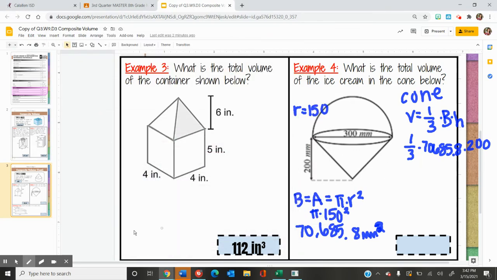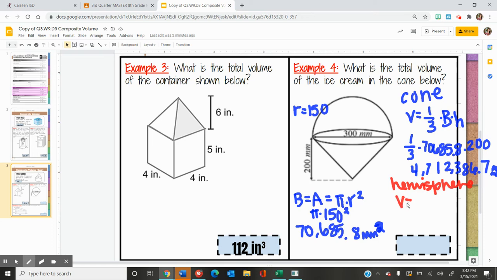It's a very, very large number. So again, that was 4,712,386.7. And this is millimeters cubed. So then I just have to find the volume of my hemisphere. So remember, to find the volume of a hemisphere, it's the same way for finding the volume of a sphere. I'm just going to divide by 2.